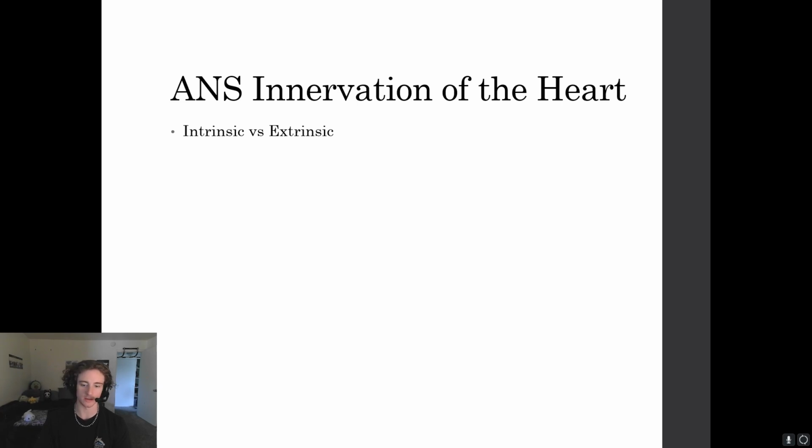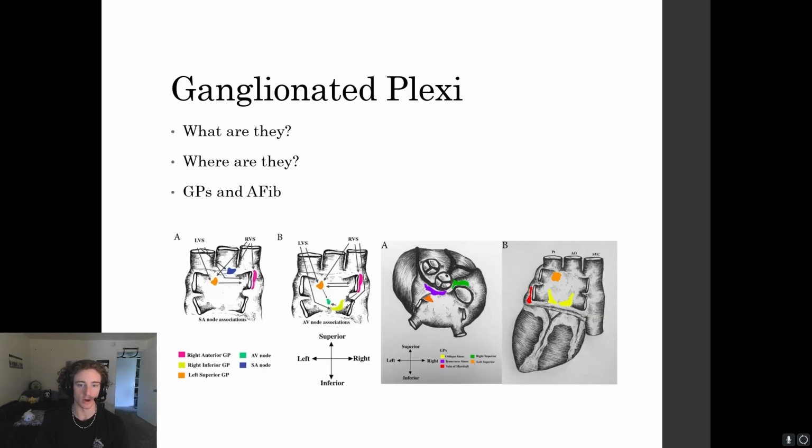So moving on, we're going to be talking about the ganglionated plexi. What are ganglionated plexi, where are they, and how are they significant in atrial fibrillation? I've got a couple of diagrams right here. Essentially, ganglionated plexi are the neural clusters of the intrinsic cardiac ganglia. It's a network of the intrinsic cardiac ganglia. These contain the local circuits, parasympathetic neurons, and sympathetic afferent and efferent neurons.